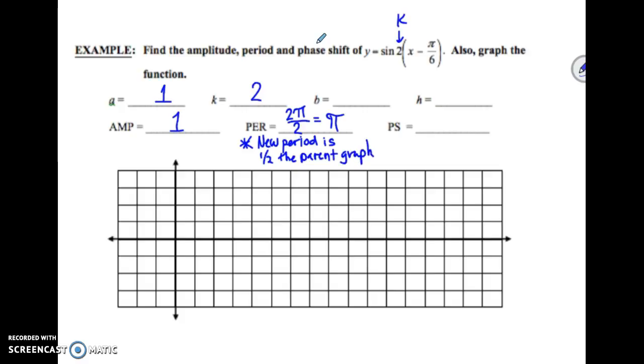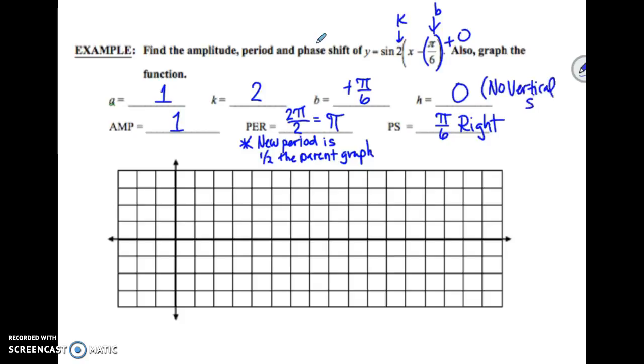We do have a b value right here of positive pi over 6. So that tells us that we have a phase shift of pi over 6 to the right. And then finally, our h value here after the function, our vertical shift is 0, so no vertical shift.